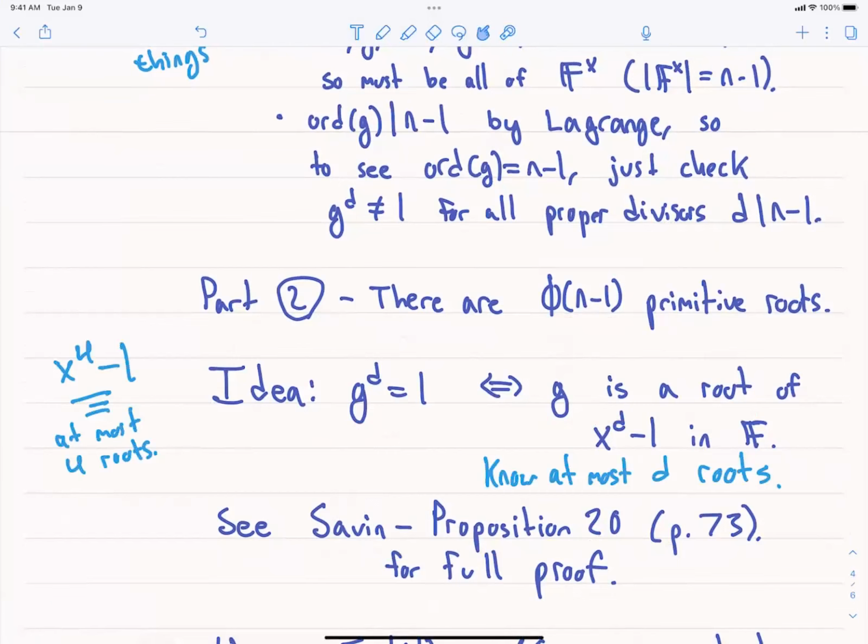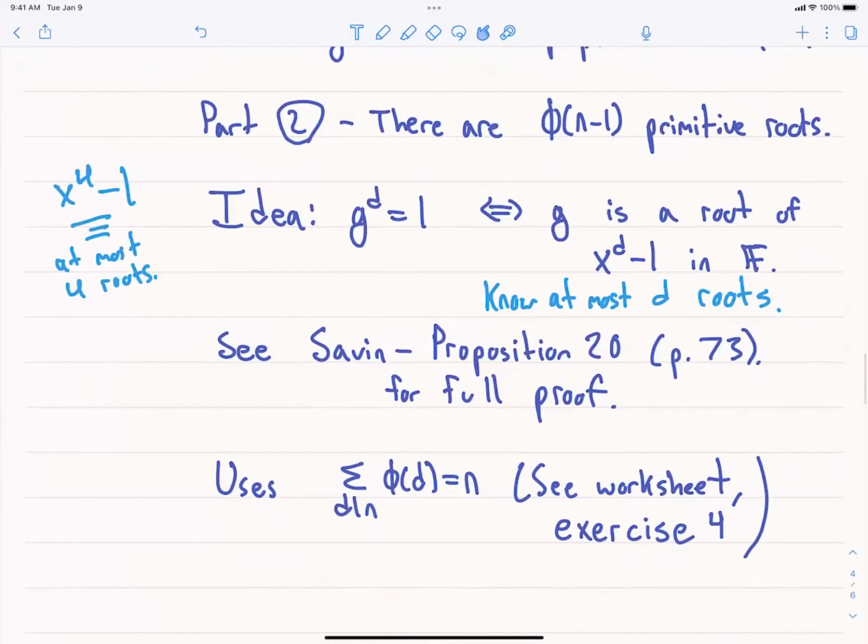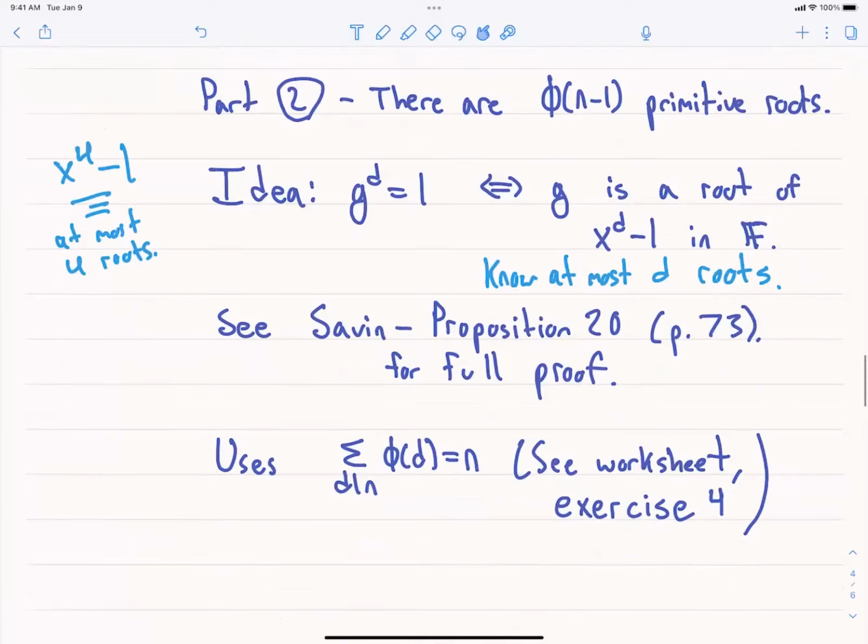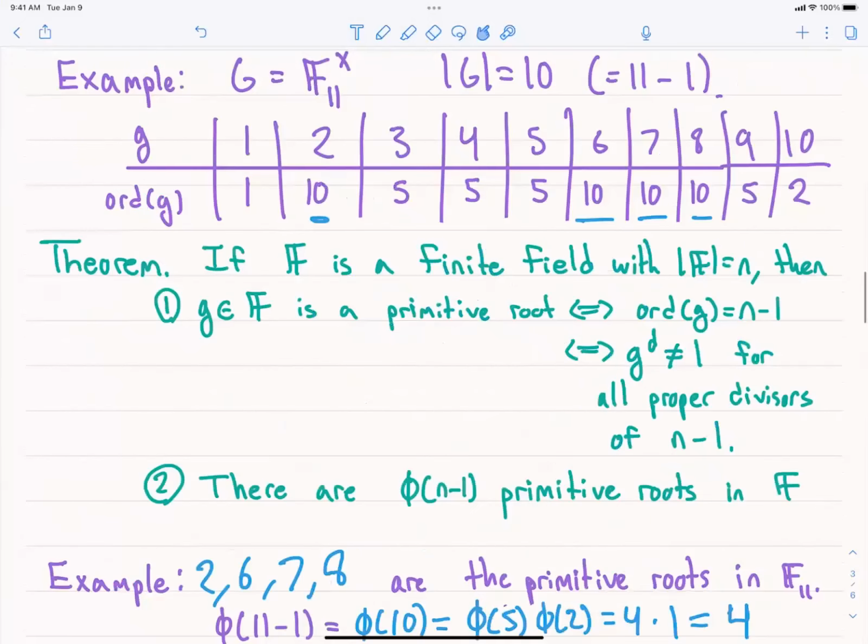There's one fact we haven't talked about that will get used in that proof, which is that if I take some n and take the sum over all the divisors d of n of phi of d, then I get n back. So this comes up in the proof. And this is discussed on the worksheet for this week as exercise 4. And it actually came up in a specific example on an earlier worksheet as well. Okay, so that's this main theorem about primitive roots.